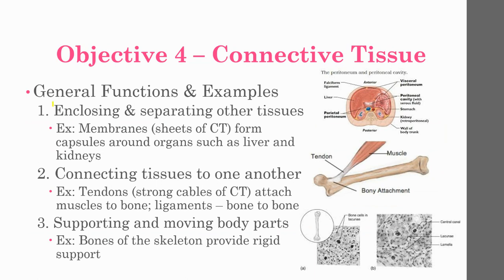They can enclose and separate other tissues. And so one of the things we talked about in a previous video were the membranes. And like your serous membranes, they were composed of both epithelial tissue and connective tissue. Your synovial membranes were connective tissue, and so they can kind of form these capsules that are protecting and separating. They can connect tissues, like the connective tissue name implies, like tendons and ligaments. They can support and help the body move, like the case of bones.